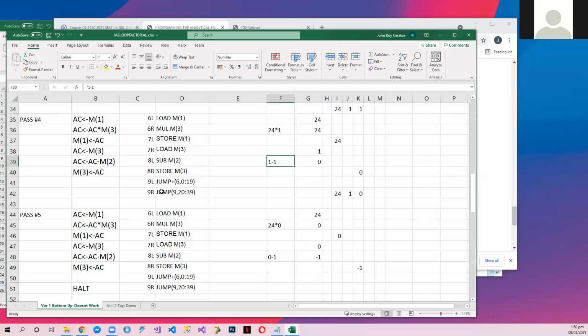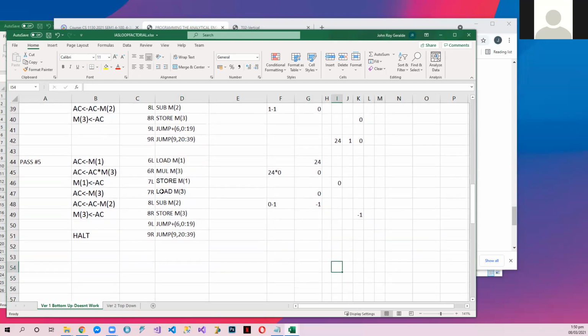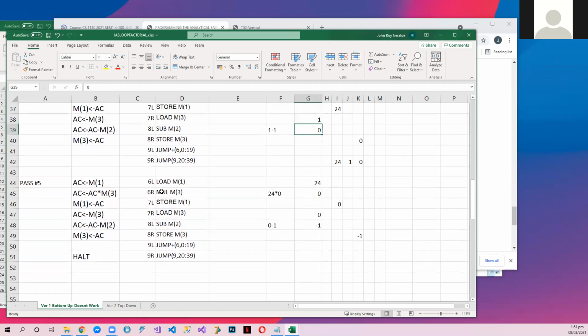But since 0 is a non-negative value, in the end, it will go back to the head of the loop, which is 6L. When it goes back there, it will multiply our final product with 0. So in the end, we will terminate, but our final answer is 0. Do you follow? So there's a big difference, because 1 minus 1 will not work for the IAS, but it will work for the analytical engine. That's a big problem.